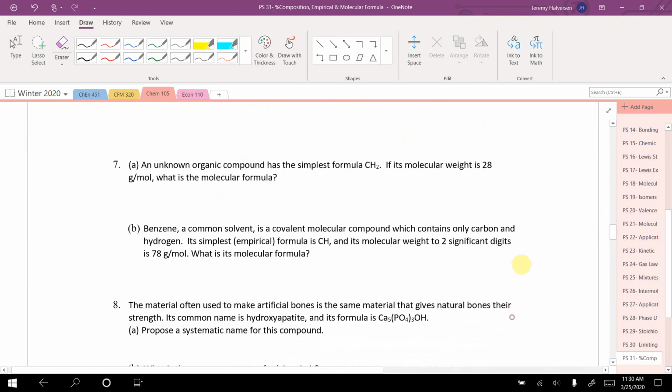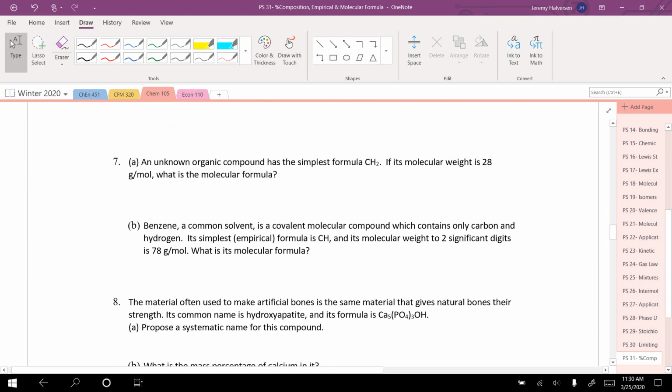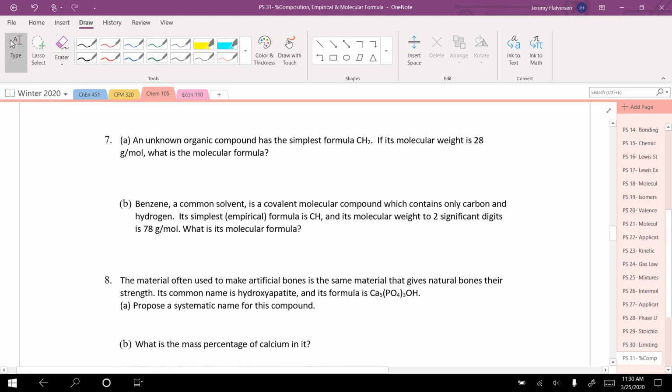All right, number 7. An unknown organic compound has the simplest formula, CH2. If its molecular weight is 28 grams per mole, what's its molecular formula? Okay, so we know that the empirical is just the molecular divided until you get the smallest numbers possible. So that means that the empirical times some number gives me my molecular. How do we figure out what that number is?